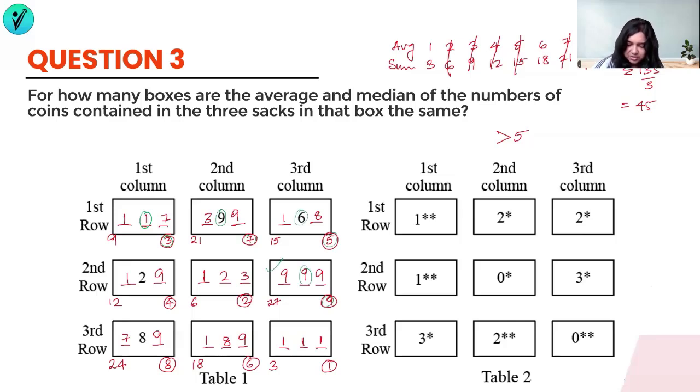9 and 9, yes, so that is my first box. 2 and 2, yes, this is my second box. 2 and 4, no. This is 8 and 8, yes, this is my third box. 8 and 6, no. And 1 and 1, yes, this is my fourth box. So my answer for this question is going to be 4 boxes.